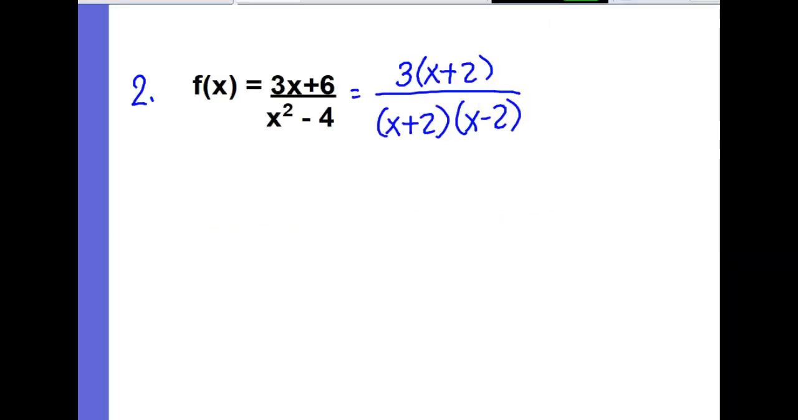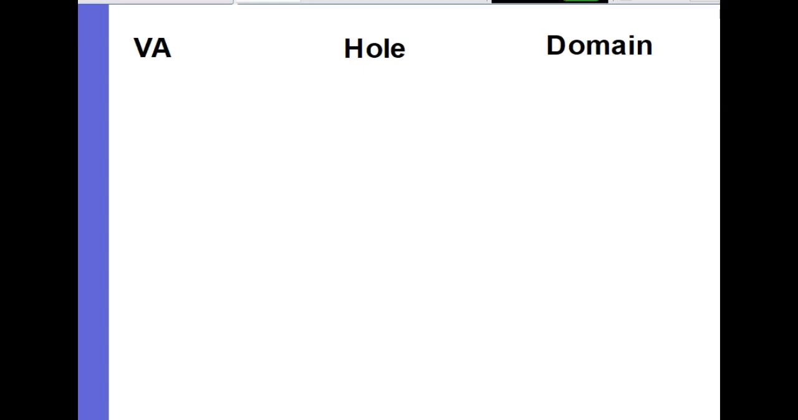On problem number 2, the first thing you do is to factor. And then we notice on problem number 2, this part right here cancels out. When you have a part that cancels out, that is what is going to give you the hole. The x plus 2 equals 0 is going to make a hole. Subtract 2 from both sides, the hole is going to be at -2. A hole is a missing point on the graph.